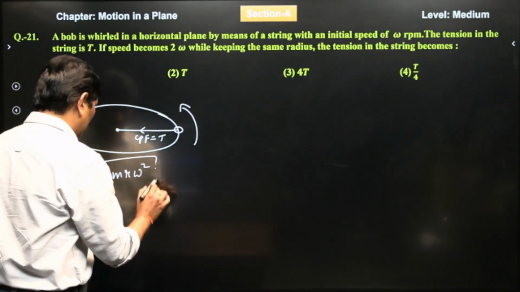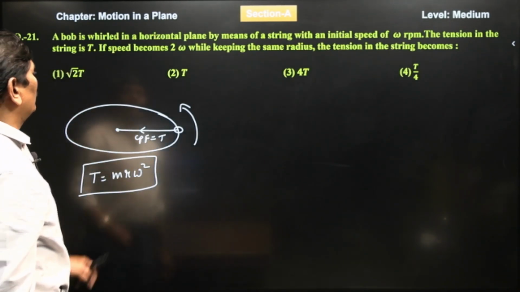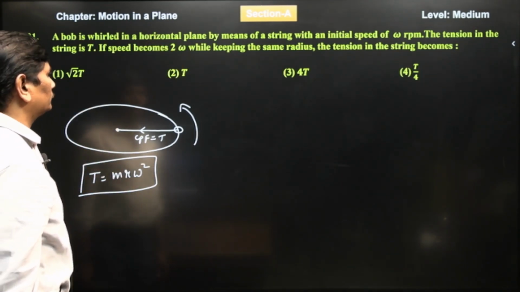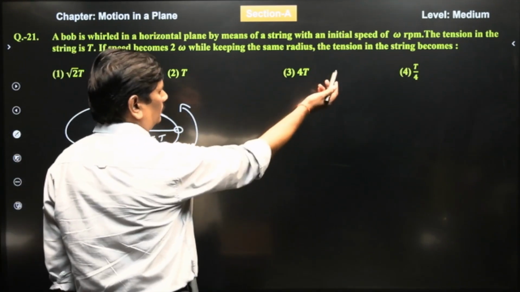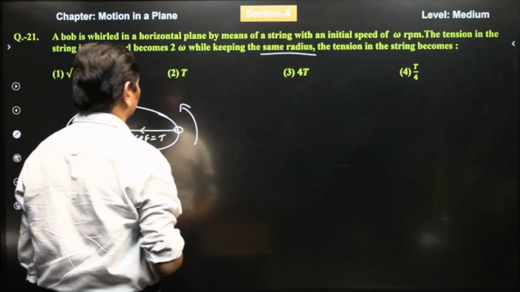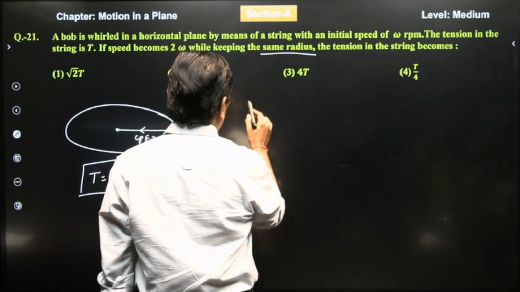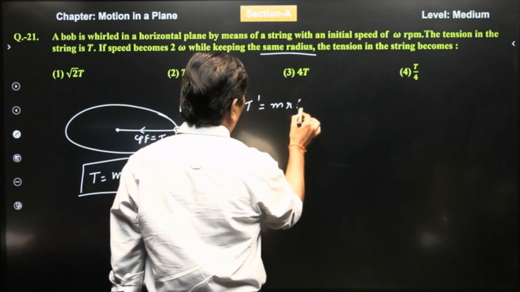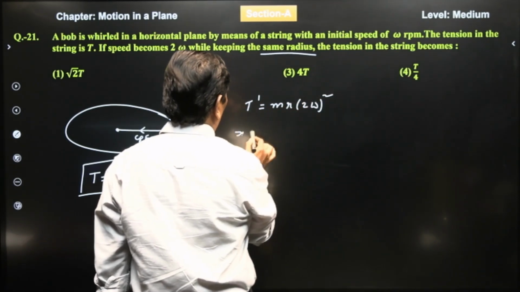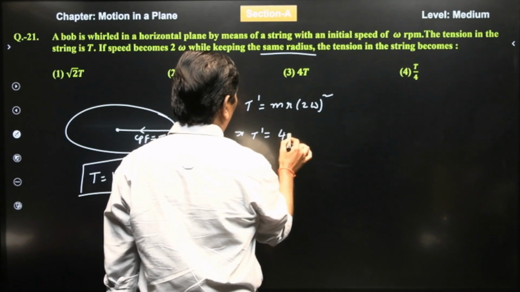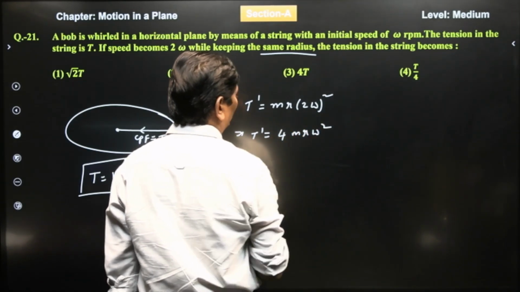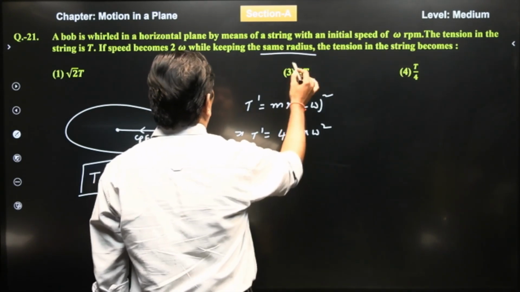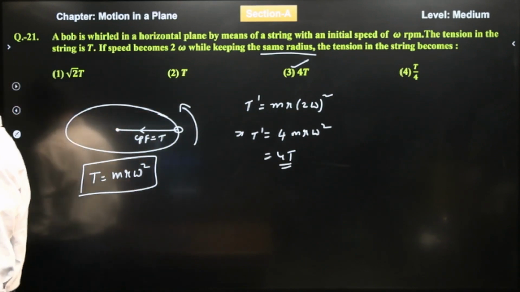This is the tension. Now, what is given? Speed becomes 2 omega, in the place of omega, 2 omega. What is the new tension, keeping the radius same? In the second case, T dash is m r into 2 omega whole square. So T dash is equal to 4 times m r omega square, that is 4T. You will get 4T. Tension becomes 4 times. It's a direct question.